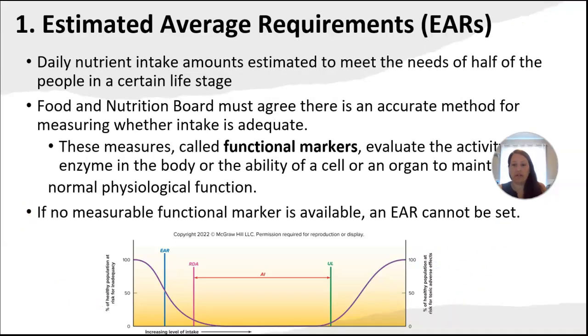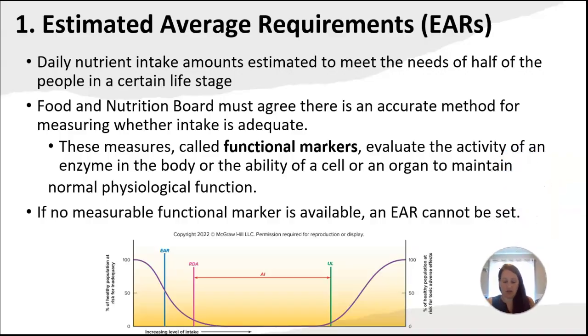Okay, where's my pointer? Here we go. Okay, so let's go to the first DRI. The first one is the Estimated Average Requirements, or the EARs. These are daily nutrient intake amounts that are established to meet the needs of half, so 50% of people in a certain life stage. If we look at this figure, it actually shows the EAR, the RDA, the AI, and the UL. And it's going to be repeated on multiple slides.